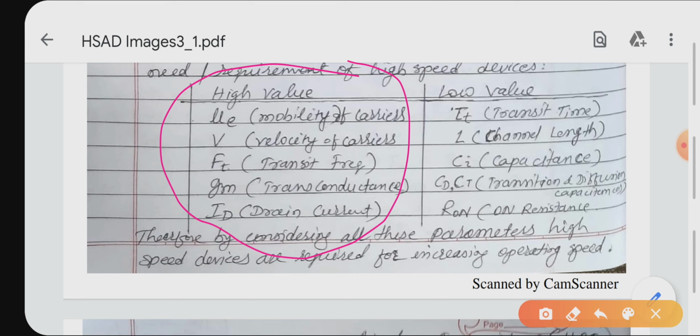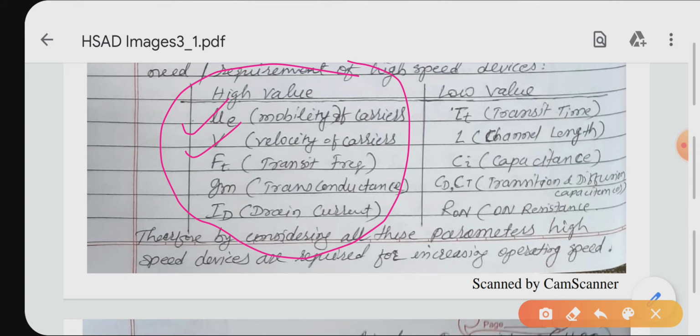Okay, so the mobility of these charge carriers should be high, so as to switch on the device very fast, so as to increase the operating speed of the device. It is denoted as mu, the mobility of charge carriers. The charge carriers may be electrons or holes. Then v is the velocity of carriers.